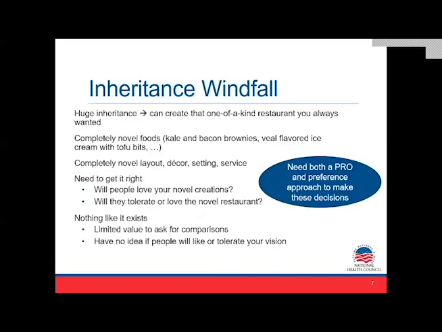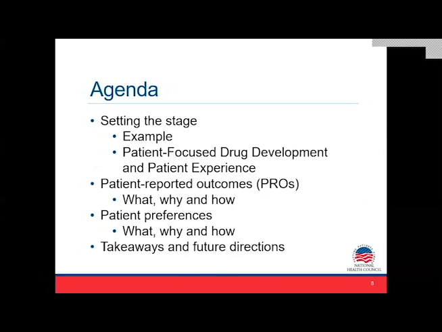And that's actually going to be one of our themes: that PROs and preferences are different ways to get different types of information from patients, different but complementary. So we did that example. We'll show you a little bit about where these types of items fit into patient-focused drug development. Then we'll go through patient-reported outcomes and patient preferences, what they are, why we do them, and how we do it, and then takeaways and future directions leading into Q&A.